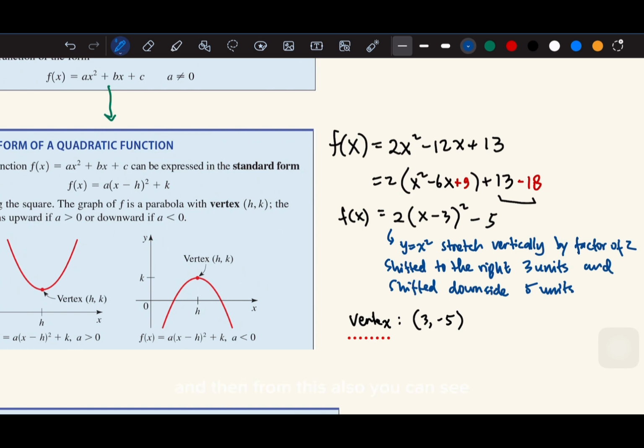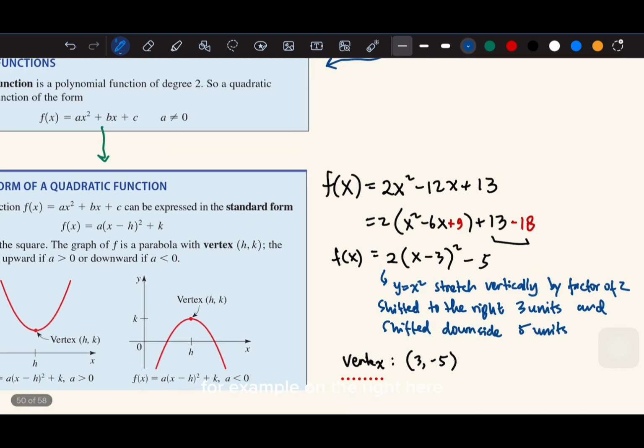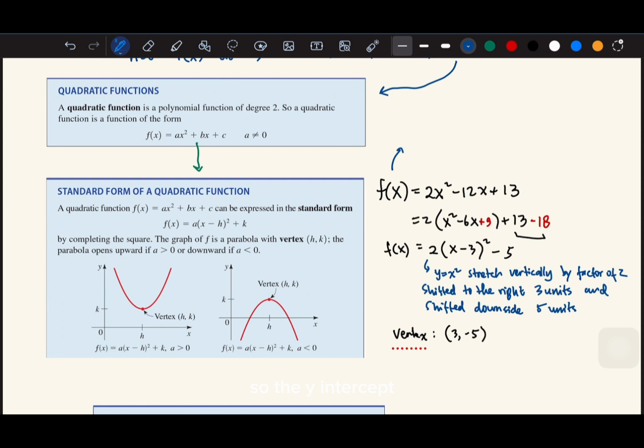And then from this function, we can also see the intercept. Okay, I think we have also talked a little bit on intercept last time. So the intercept, we can check the intercept. For example, let me write here. So the y-intercept, meaning when x equals 0, this is just 13, okay?